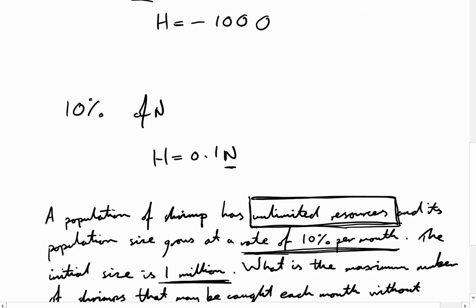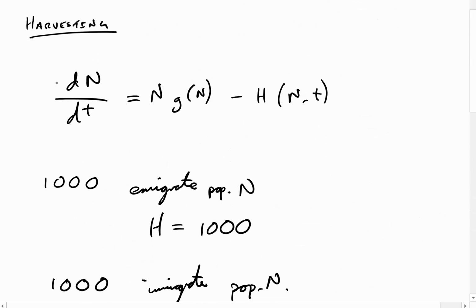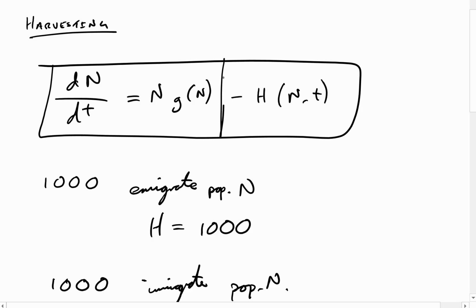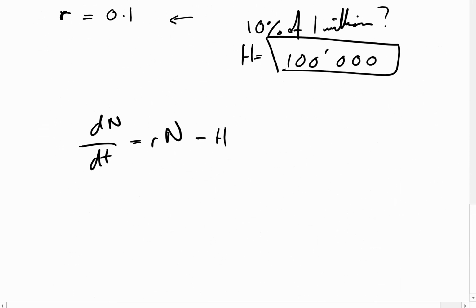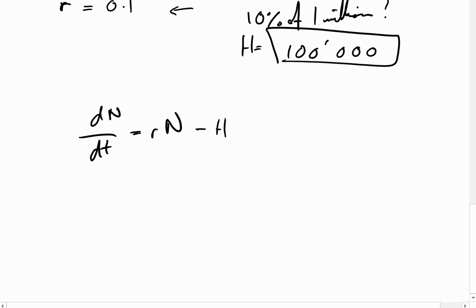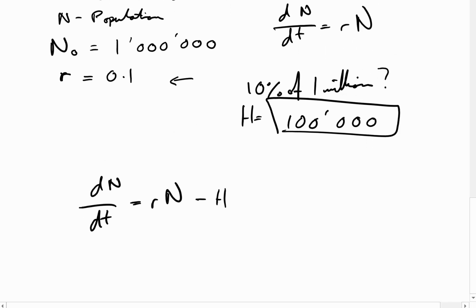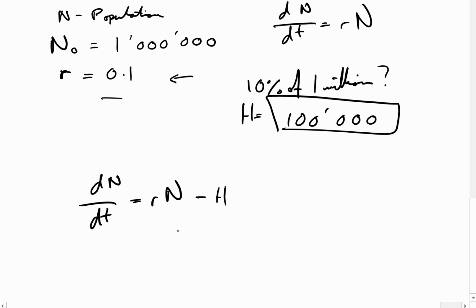If you remember this thing up here, we've got dN by dt equals this. This is what we're used to up to now. But now we've got harvesting terms to take into account, so we need to take away h from it. So here we have take away h. r equals 0.1, so 0.1 times N, and N naught equals 1 million.